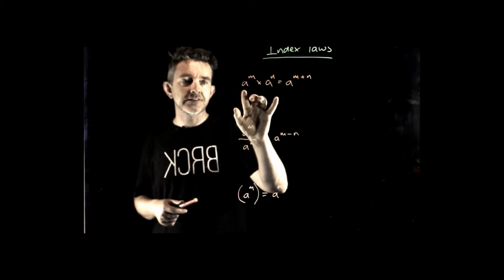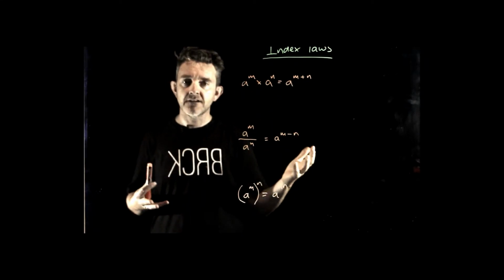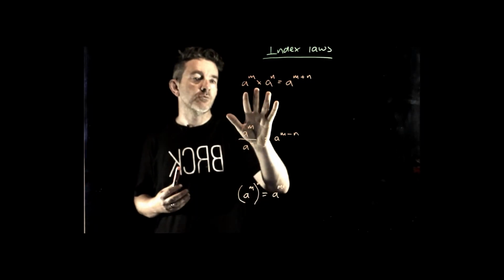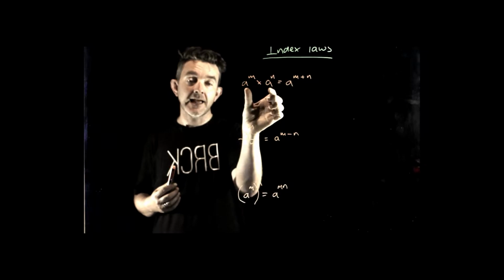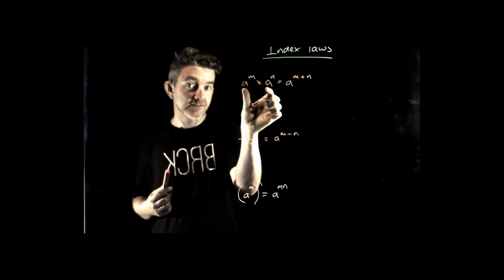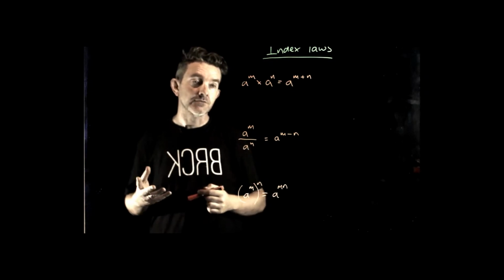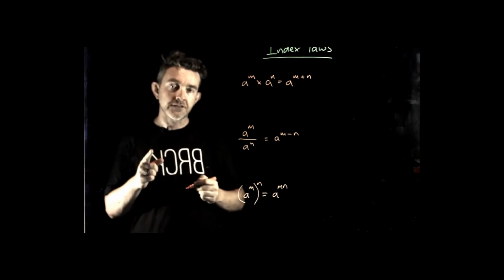So this is a base number, which could be anything, could be 3, 5, whatever. And these here are a couple of different powers. If we multiply something with the same base, it has to be the same, then we just add the powers together. That's the rule. So let me just show you why this works.